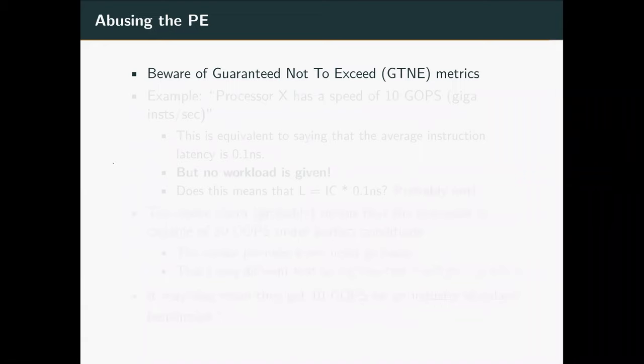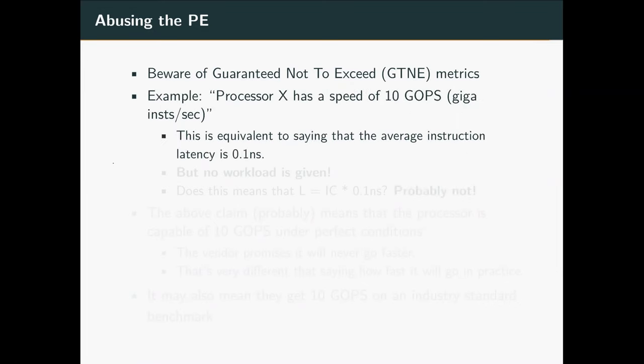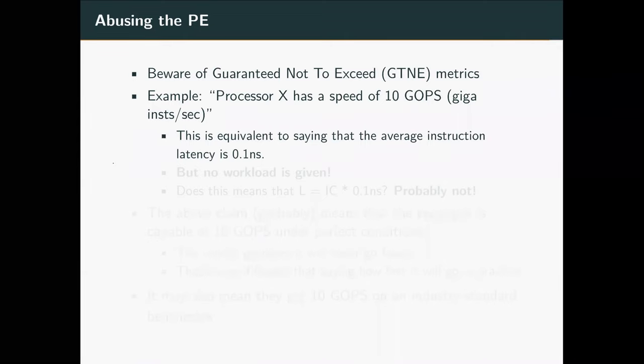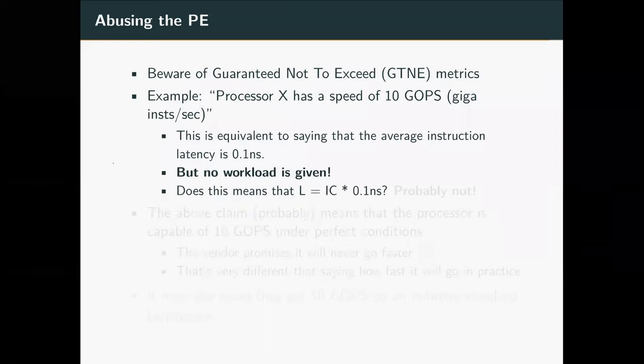A few things of note. Beware of guaranteed-not-to-exceed metrics. This is kind of like beware of marketers. People will say stuff like, this processor has a speed of 10 gigaops, or giga instructions per second. This is equivalent to saying that the average instruction latency is going to be 0.1 nanoseconds, but notice no workload is given. And the workload is important, right? Maybe they haven't specified, for example, that this is only integer instructions with perfect branch prediction, right?